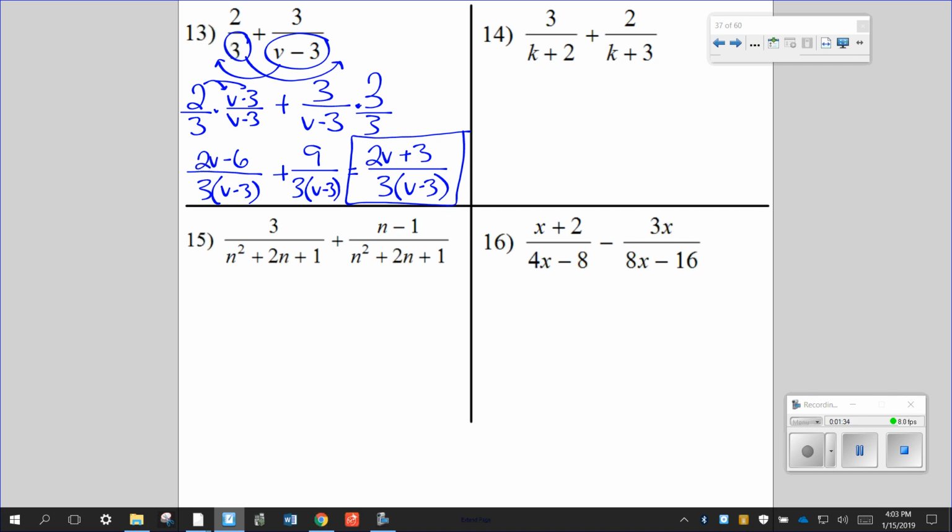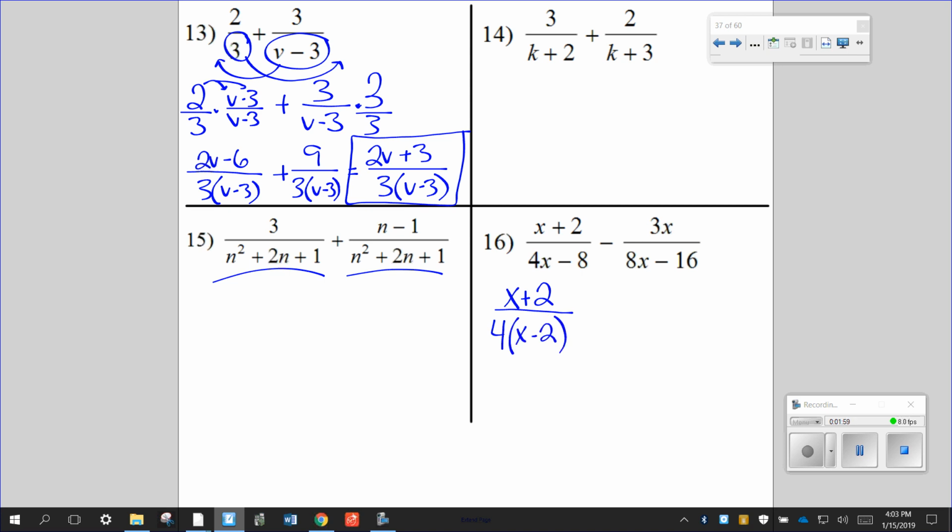We're going to skip over 14 and 15. 15 has a common denominator already, so you just add those. And 16, I think, is harder than 14, so at least I'm doing the hard one. So what we're going to do on 16 is, first we can factor out anything we can factor out from the denominator, because that's going to help us realize what we need to multiply each fraction by.